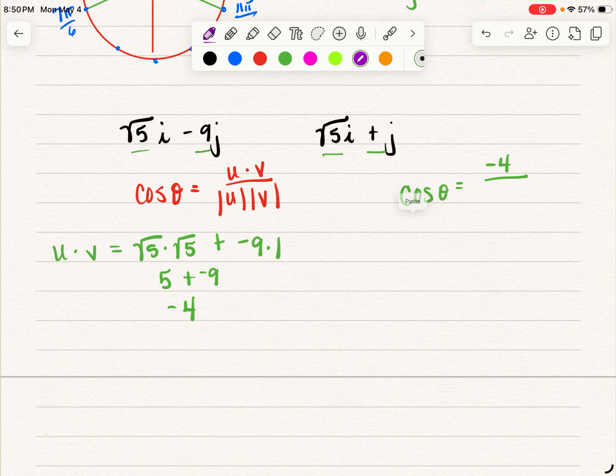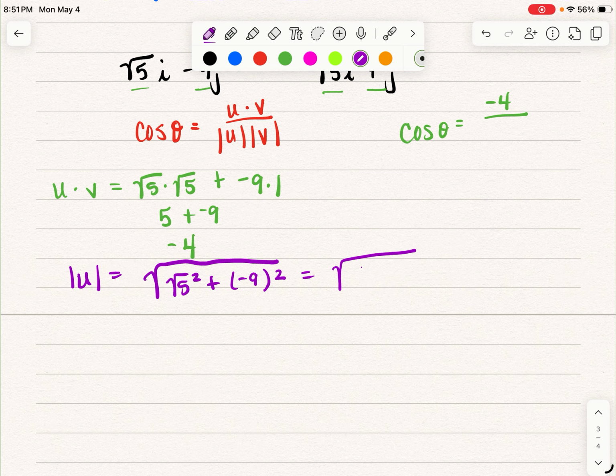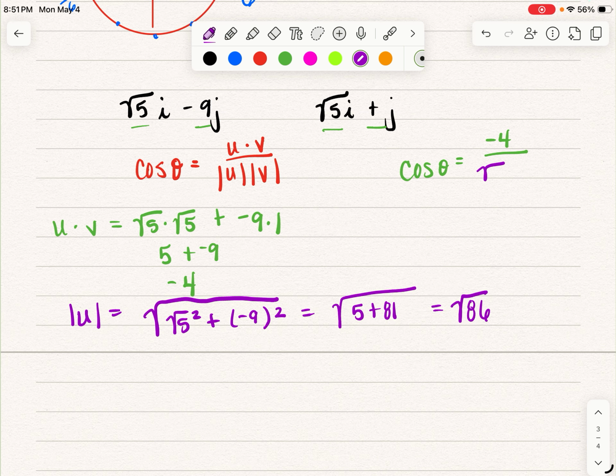Again, I'm going to do those individually. It really doesn't matter as long as you do them both. So I'm going to do the magnitude of the first one. Remember that's just, my pen's being weird. The square root of the square root of 5 squared plus -9 squared. So that's the square root of 5 plus 81, which is the square root of 86. Now that might reduce, I don't know, and honestly it doesn't matter because I'm about to put all of this in my calculator. So I'm just going to leave it like that because I don't need it.